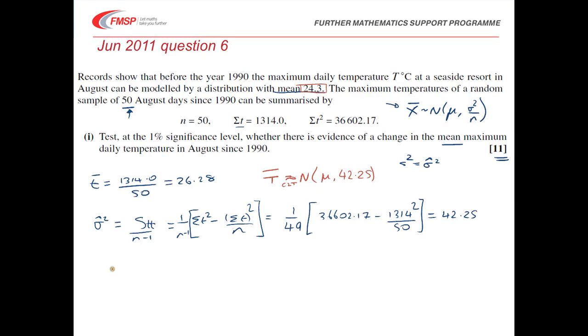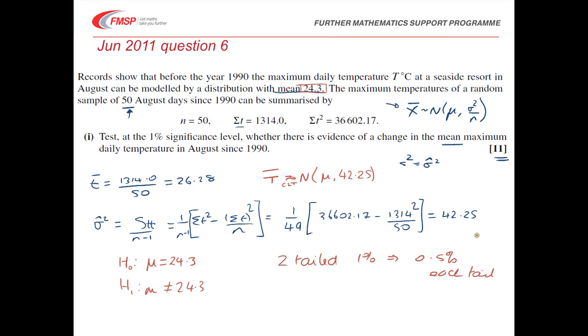What we can then do is set my hypothesis. My null hypothesis is that there hasn't been a change, and my alternate hypothesis is that there is a change, so that it's not equal to 24.3. This tells me that I'm dealing with a two-tailed test. That's really important to bear in mind. So it's two-tailed at 1%, which implies 0.5% in each tail.